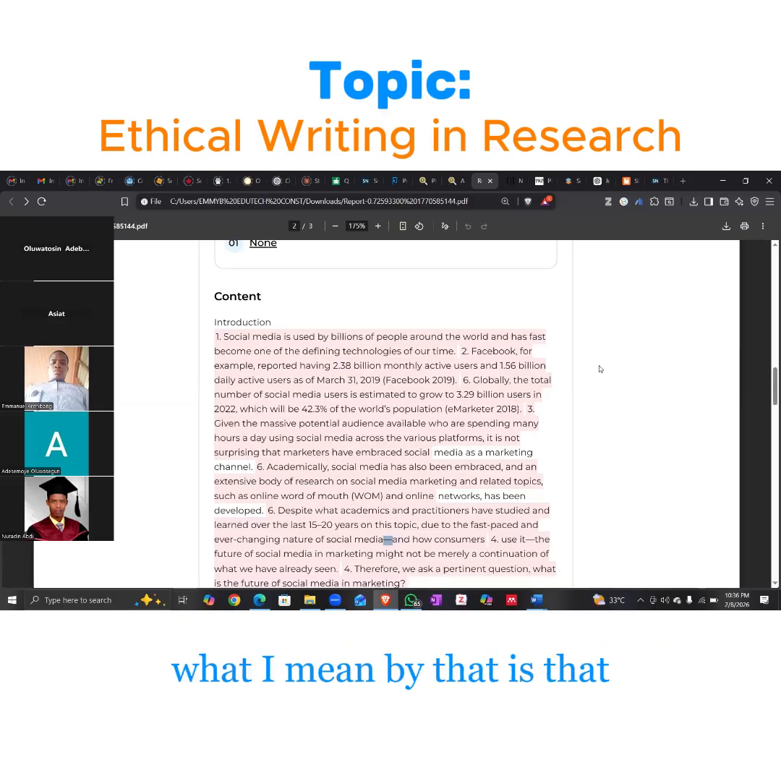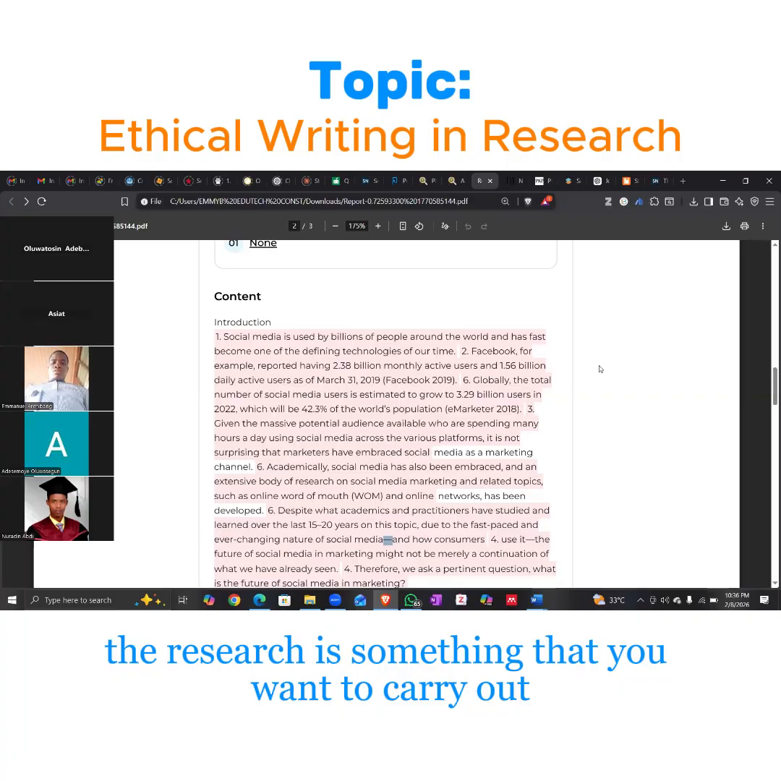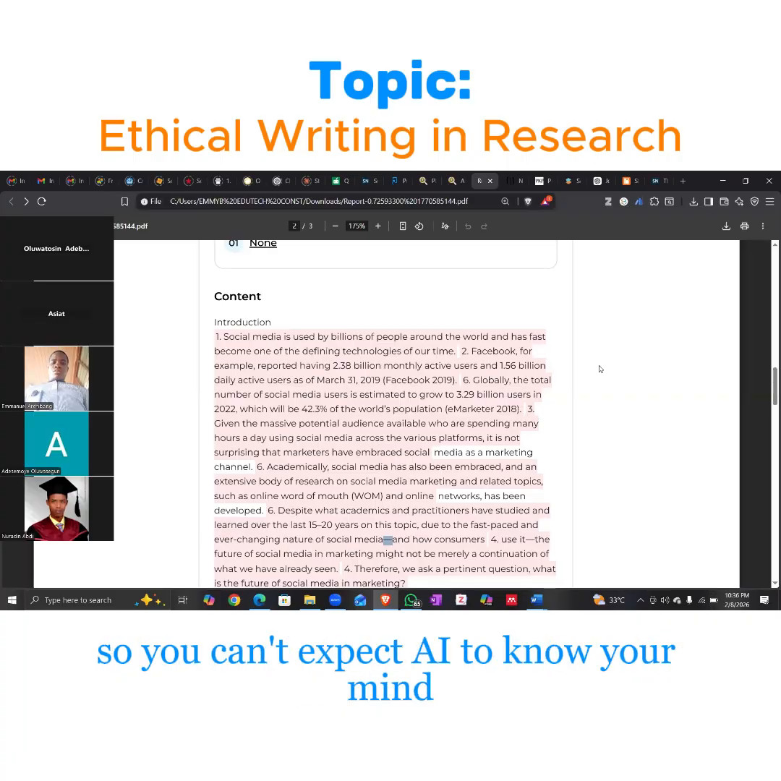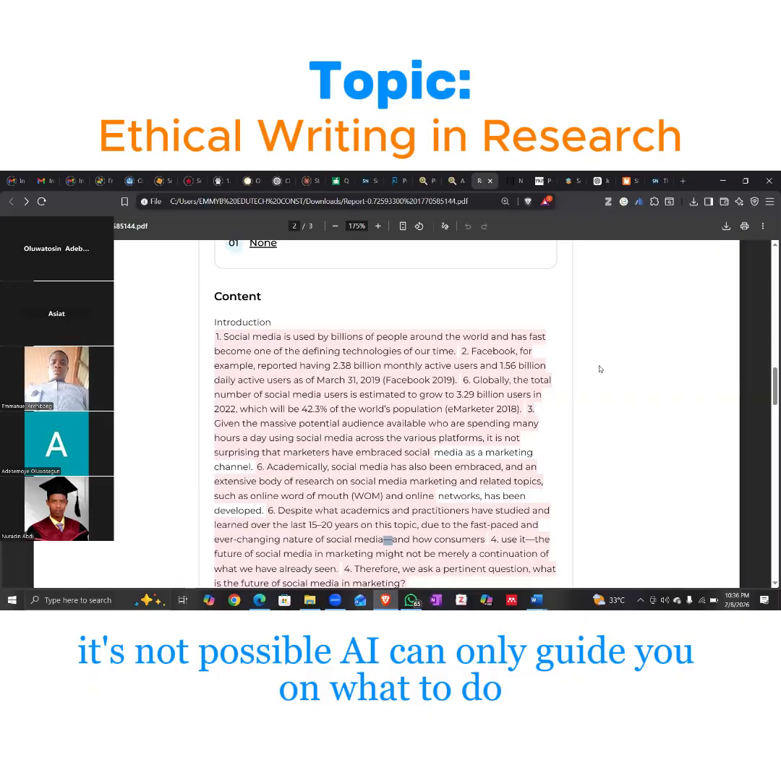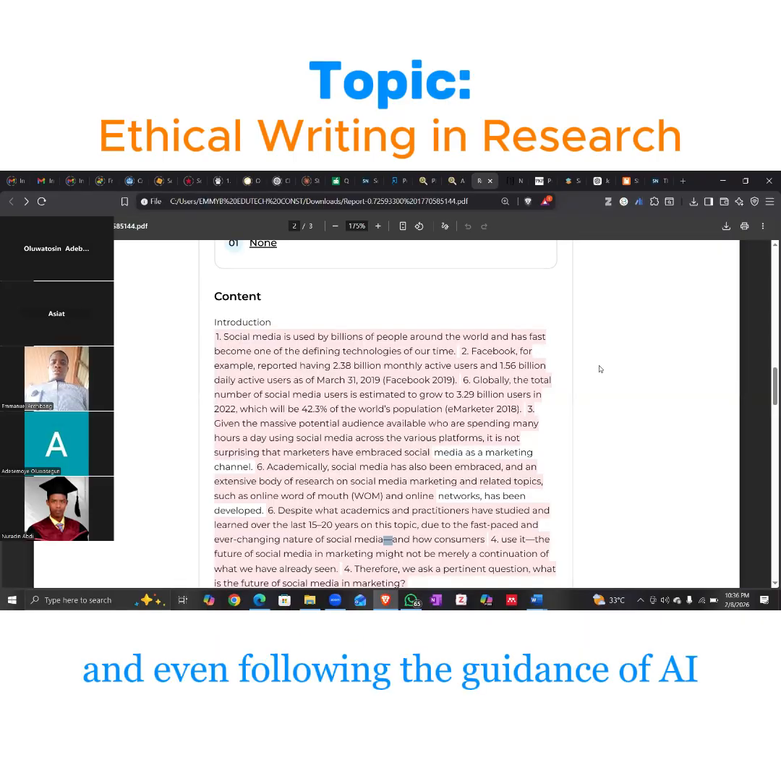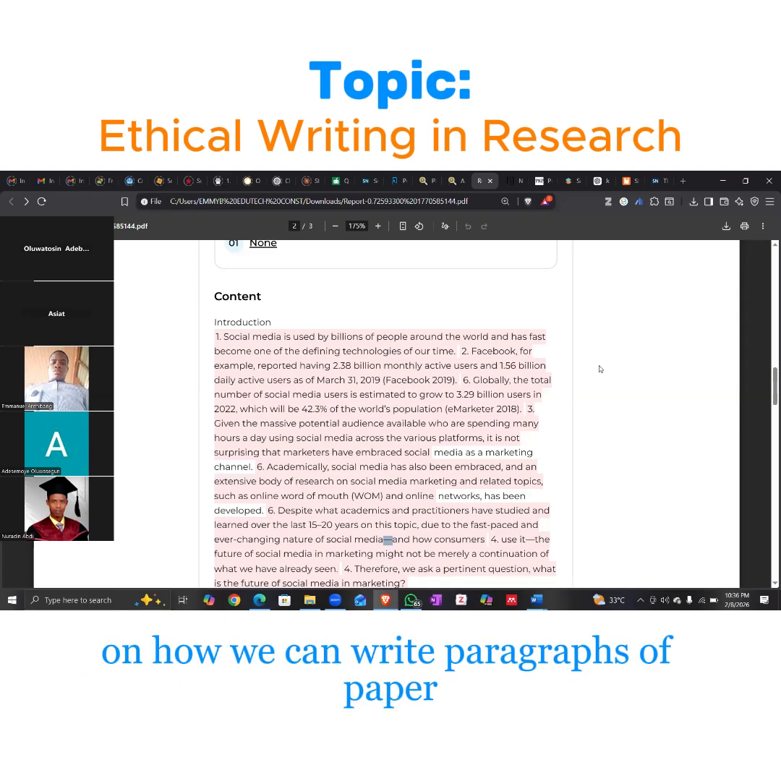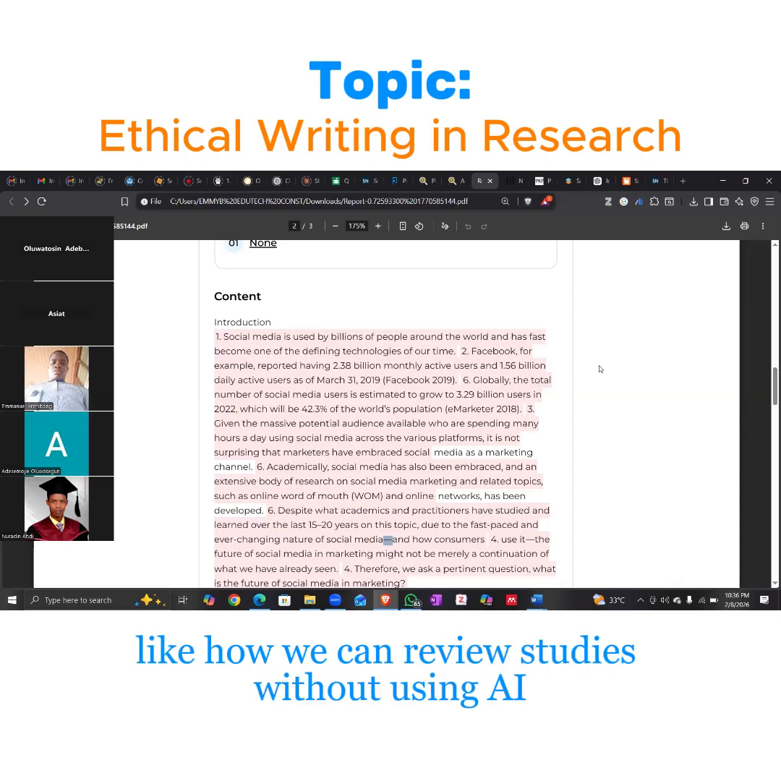What I mean is that research is something you want to carry out, something you want to find out. So you can't expect AI to know your mind. It's not possible. AI can only guide you on what to do, and even following the guidance of AI, you need to see if it is aligning with the focus of your work. Last week, our focus was on how we can write paragraphs of a paper, like how we can review studies without using AI.